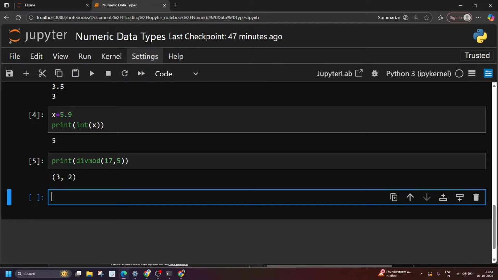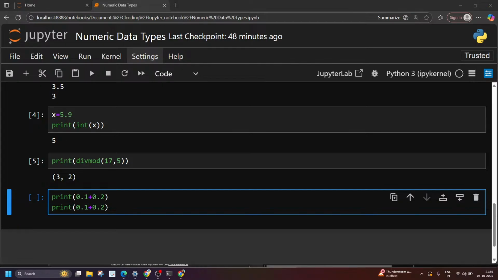So let's understand floating point precision. Okay, so this is an example of floating point precision. You have to answer its output in the chat.